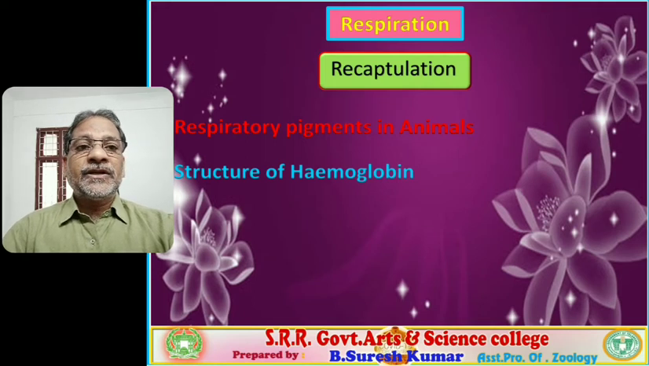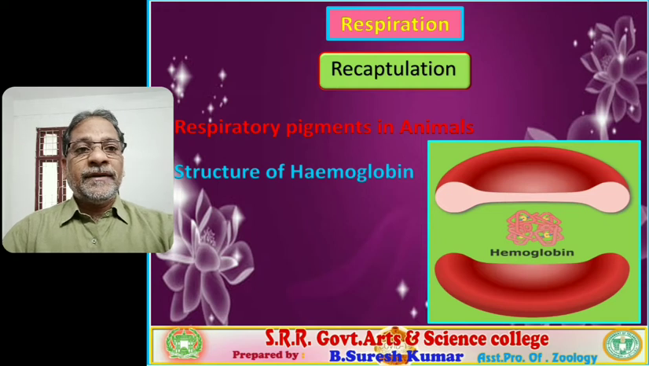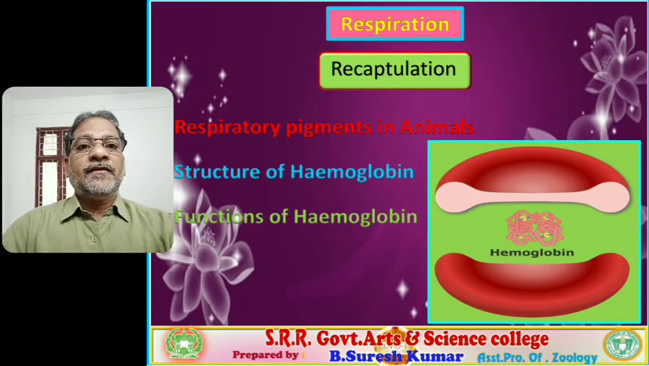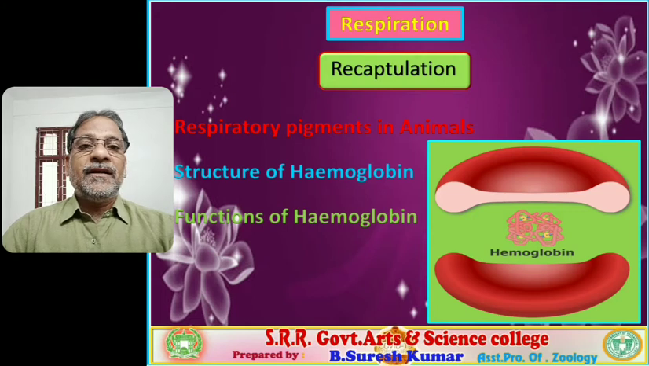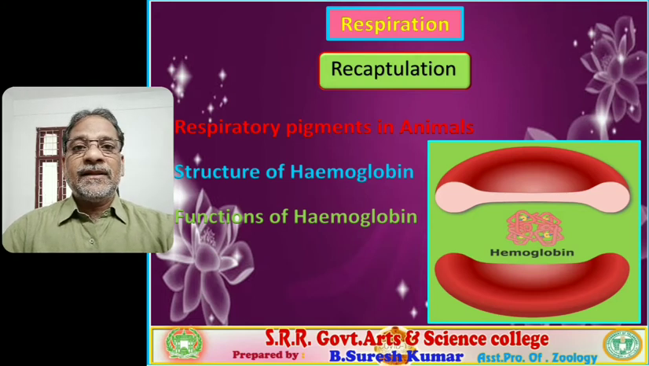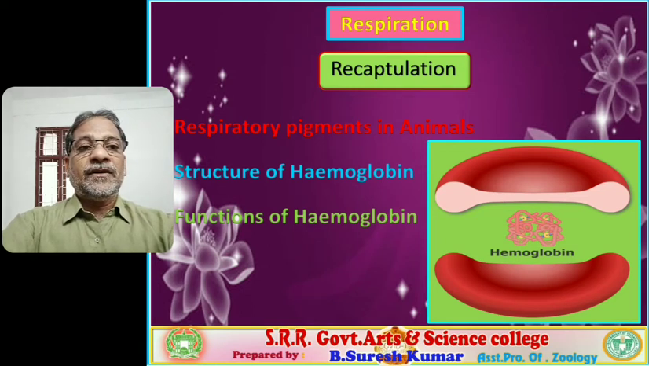We learned the structure of hemoglobin. You observe this is the hemoglobin molecule, restricted to RBC, otherwise erythrocytes. So we completed the structure and functions of hemoglobin in the last class. Besides that, the other respiratory pigments found in invertebrates we also finished.